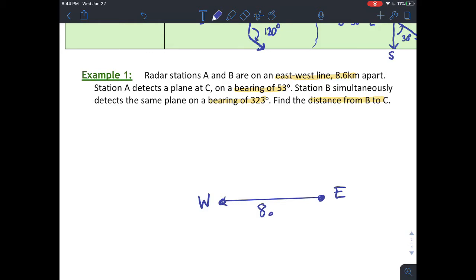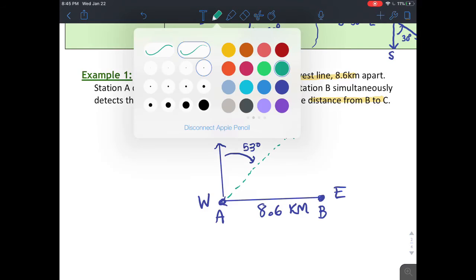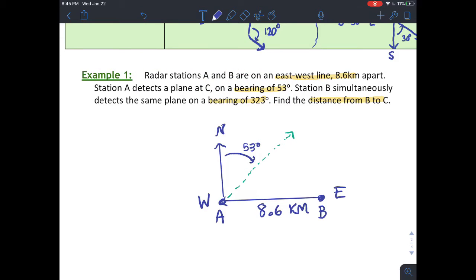I'm going to put station A on the left side at the west and station B on the right. If you get them backwards, you'll realize because your picture won't make any sense. So putting them there, if I draw a line going directly north, since it says my bearing is 53 degrees towards my plane from station A, go 53 degrees from that north line in a clockwise direction. And then if I draw a little dash line out here, if I'm looking in that direction, I should look up and detect my plane from my radar station. So somewhere along that line is my plane.